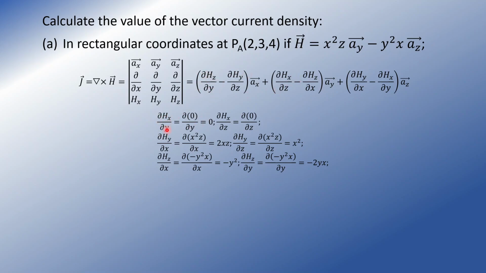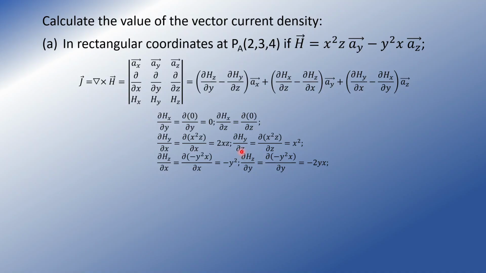Dou Hx by dou y is 0 because the Hx component is not present. Hx with respect to z partial differentiation, once again Hx is not present, so it will be 0. Hy with respect to x: this is Hy, x square z. This is to be differentiated with respect to x, which we get as 2xz because z is treated as constant in a partial differentiation with respect to x. Dou Hy divided by dou z.